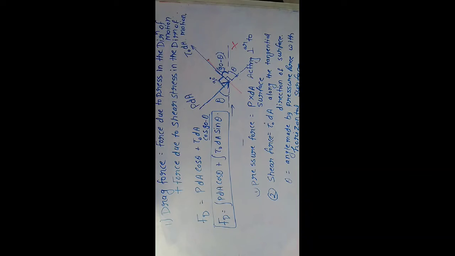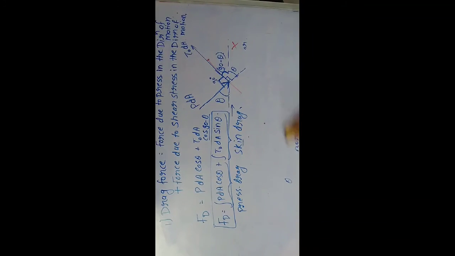The first component is the pressure drag. And the second component is the friction drag, or shear drag, or skin drag. In this way we have derived the drag force component for any submerged body in a fluid flowing over a stationary body.